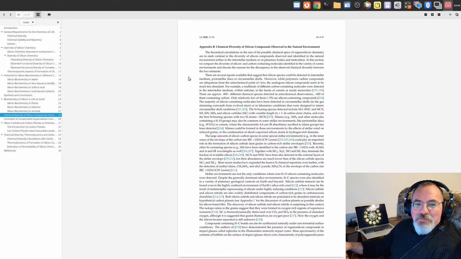There are several reports available that suggest that silicon species could be detected in interstellar medium, protostellar disks, or circumstellar shells. However, while polymeric carbon compounds are ubiquitous from the astrochemical point of view, the analogous silicon compounds seem to be much less abundant. For example, a multitude of different carbon-containing molecules were detected in the interstellar medium, within nebulae, in the heads of comets, or inside meteorites.